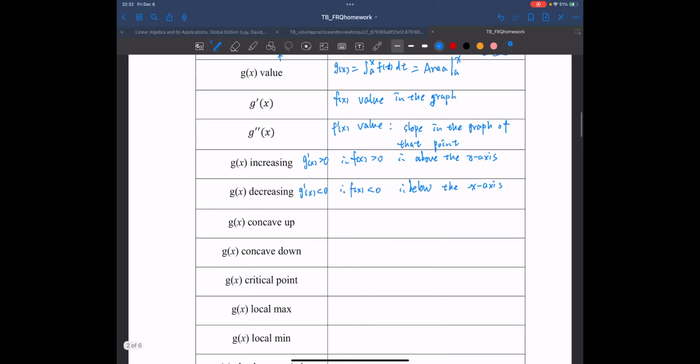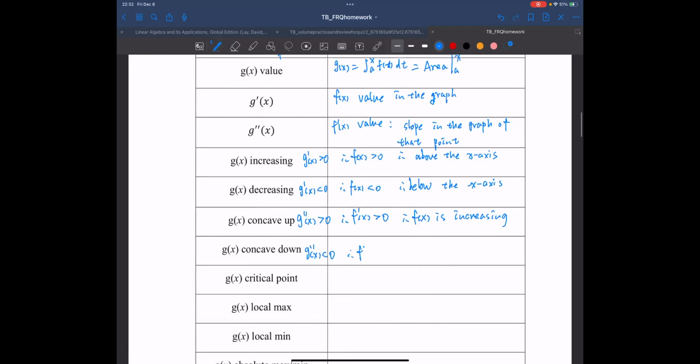Okay, when g(x) is concave up, then we can see g double prime is positive, so f prime is positive, so f(x) is increasing. And when g(x) is concave down, we can see g double prime is negative, so f prime is negative, so f(x) is decreasing.